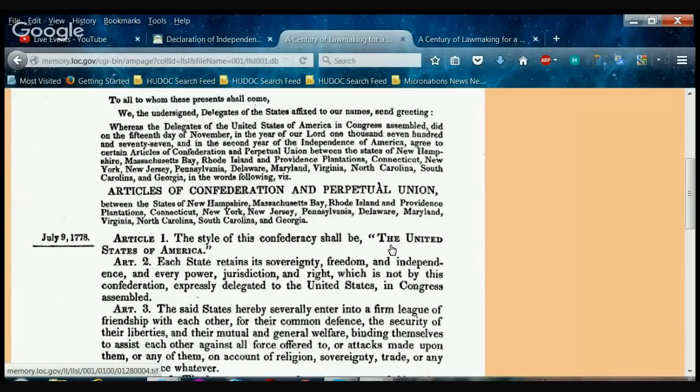So they had made two different countries, two different governments. That was the whole plan. Seems like it. And they said this particular confederacy shall be the United States of America. That's where the sovereignty of all the independent states, each state retains its sovereignty, freedom, and independence, and every power, jurisdiction, and right, which is not by this confederation expressly delegated to the United States in Congress assembled.